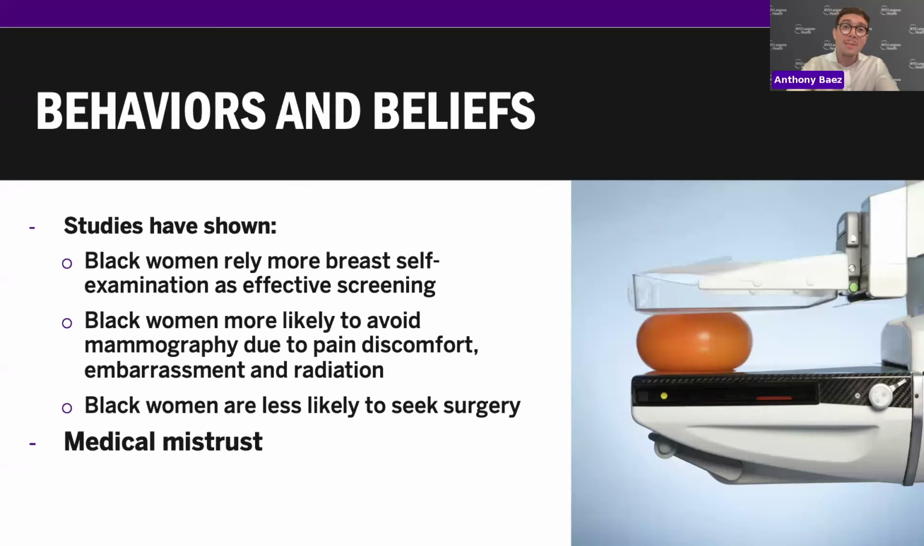There have also been studies that have been performed looking at differences in behaviors and beliefs. And what we've learned is that Black women rely more on breast self-examination as an effective screening tool, as opposed to mammography, compared to white women. Black women are also more likely to avoid mammography due to fear of discomfort, embarrassment, or fear of radiation. Black women are also less likely to seek surgical options, which is really an important part of treatment of breast cancer. And a lot of this stems from historical medical mistrust.